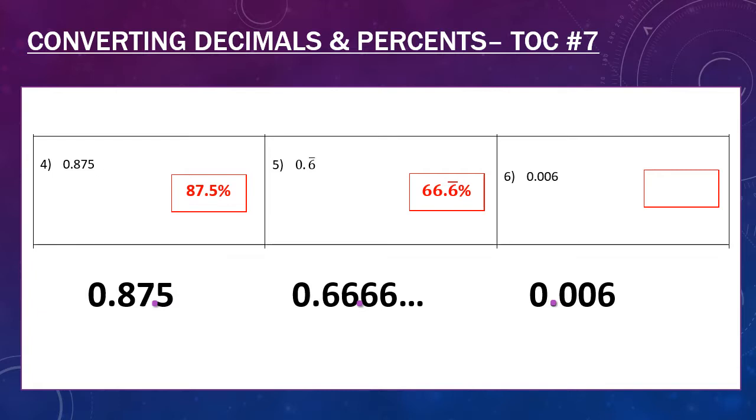Now let's look at number 6. Go ahead and pause the video, try it on your own, and see what you get. Hopefully you did not cheat and you actually paused the video. You're going to move your decimal point 2 places, and it gets stuck between the last 0 and the 6, and I get 0.6%, and that's okay to have a decimal point in your percent.